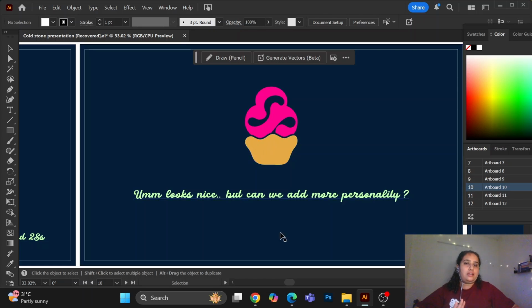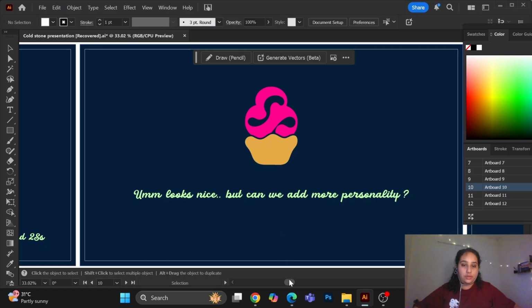So that's why I actually like this simple ice cream, but not exactly very generic. Okay, but then again I thought if we can add a little more personality instead of a waffle.